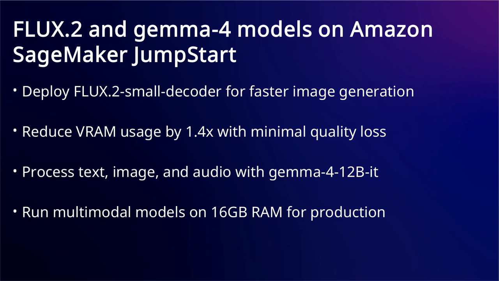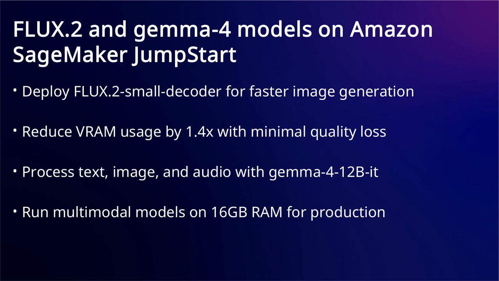You need foundation models that handle image generation and multimodal processing efficiently without excessive memory consumption or infrastructure costs. SageMaker JumpStart now provides Flux.2 small decoder and Gemma 412-bit to address these requirements. You can deploy Flux.2 small decoder for image generation workloads that deliver 1.4x faster decoding speed while reducing VRAM usage by 1.4x, with benefit scaling at higher resolutions.